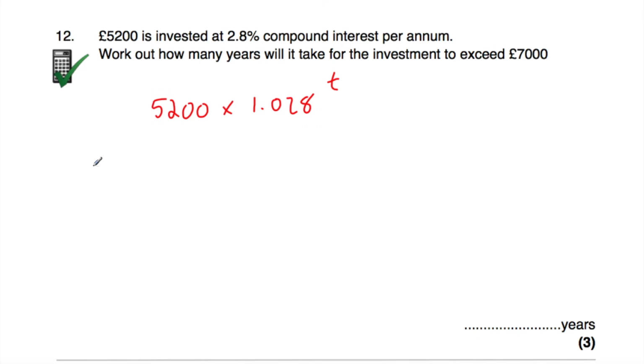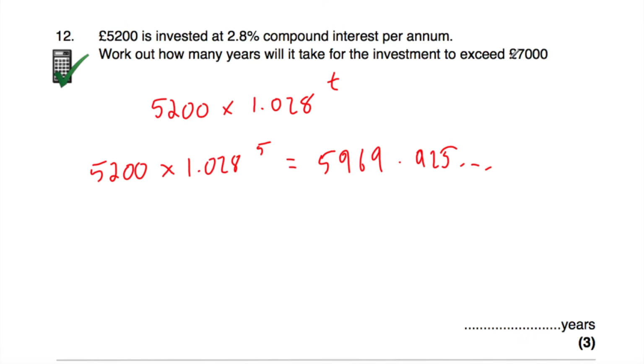So let's start off with 5 years. Let's do 5,200 multiplied by 1.028 to the power of 5, and let's see what we get. That's only 5,969.925 and so on. We want it to exceed 7,000, so to the power of 5, it's not big enough. So let's try a different number. Let's try it to the power of 9.